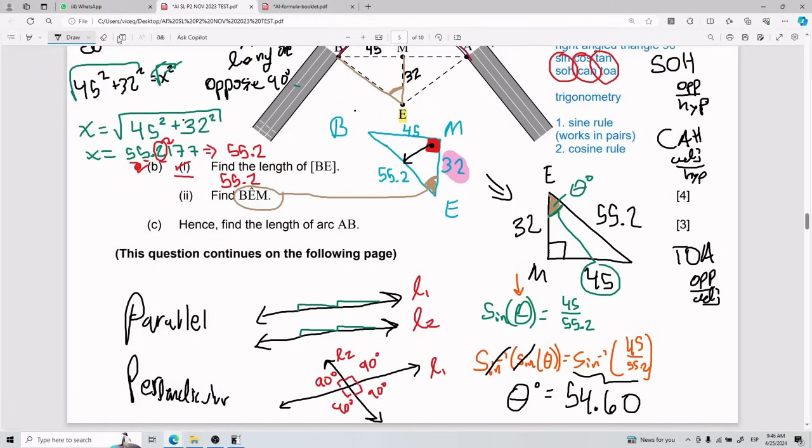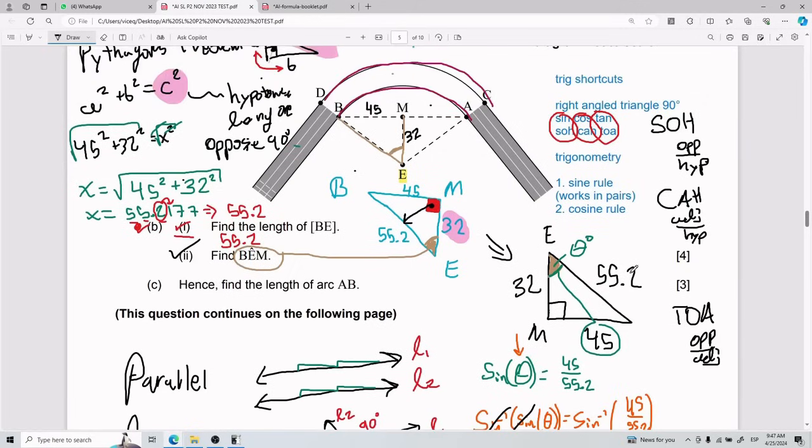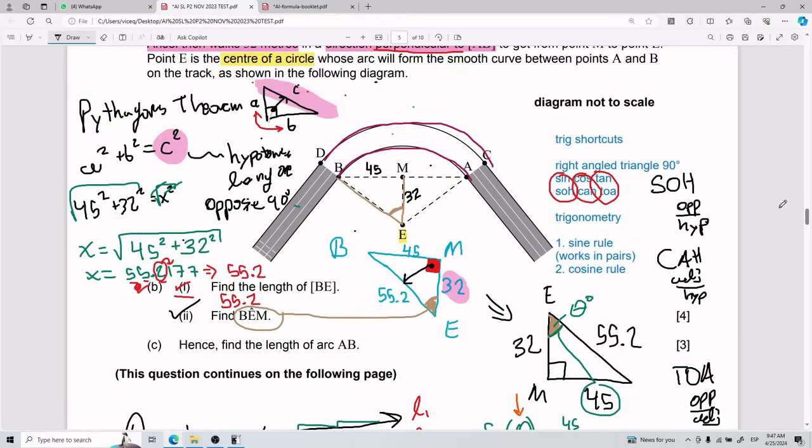54.60, I can just leave it as 54.6. All right. So this is going to be my angle theta, and this is going to be for part B double I. All right. Now, you can just skip ahead and go to part C. Now I'm going to show how you can do it with SOHCAHTOA.